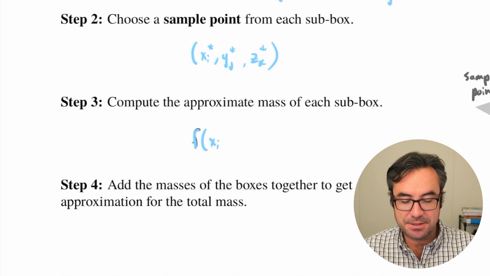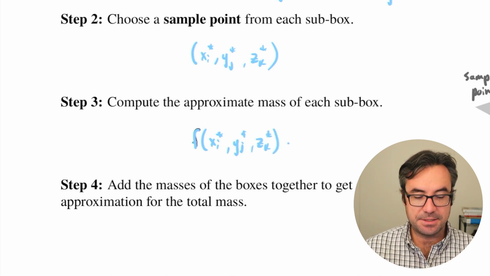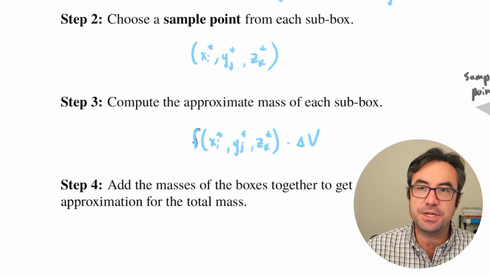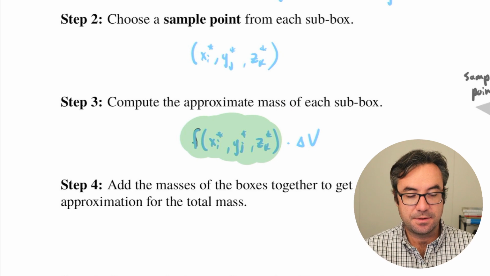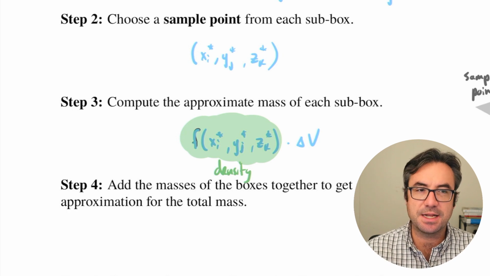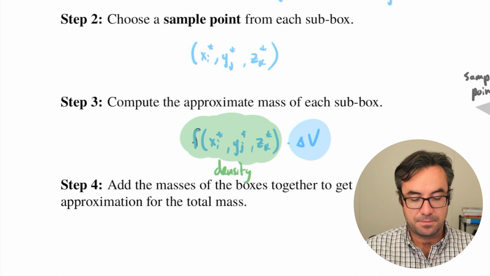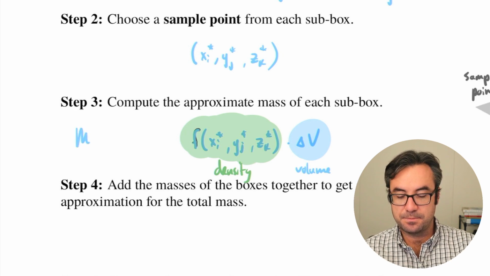So we just take our sample point, plug it into the density function, and multiply by the volume. So we get the mass for each subbox by looking at the density. So this is our density, which, the subbox is so small at this point that we're just assuming it's constant. And then we have the volume. So this is the mass for each subbox.